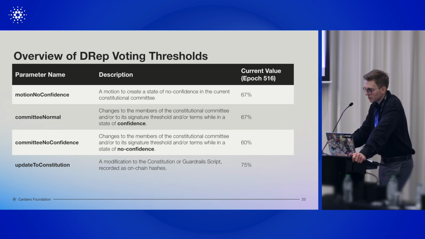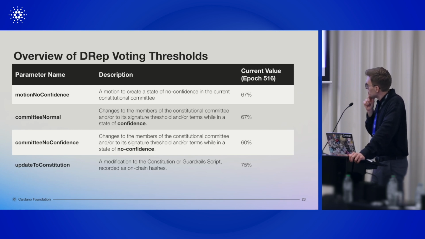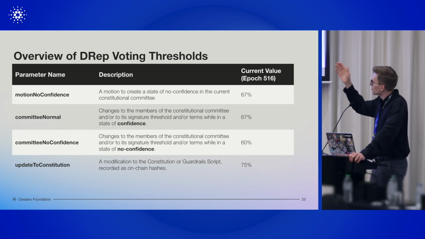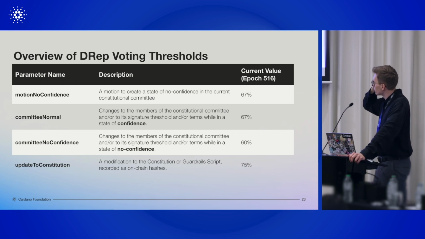And that means, if that happens, that the current constitutional committee is thrown out. So that is a very drastic and very hard thing to do. I mean, it's a very interesting thing to do. And then we also have the update to constitution.